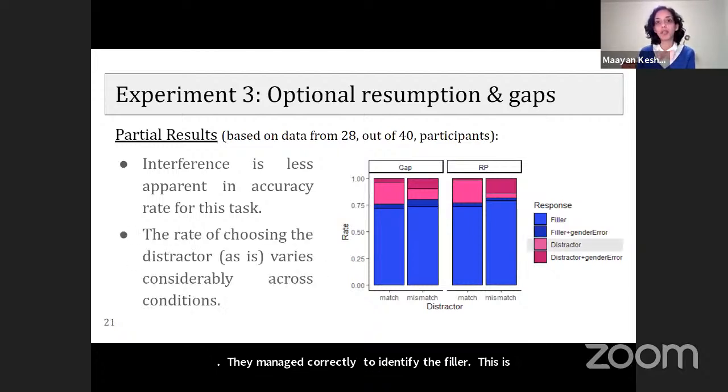However, in the bright pink bars, you can see the rate of accidentally retrieving the distractor as is, without a feature modification. And this varies considerably between the conditions. Specifically, the distractor's features get more malleable when they mismatch those of the filler. So the representation of agreement is more malleable when the distractor and the filler mismatch.